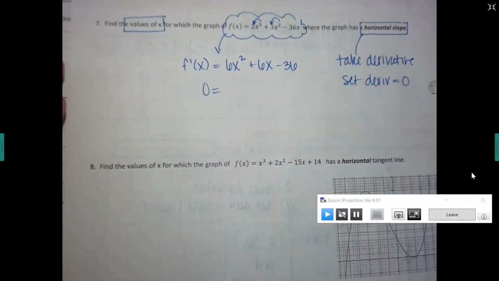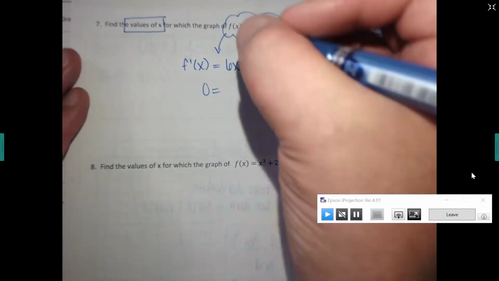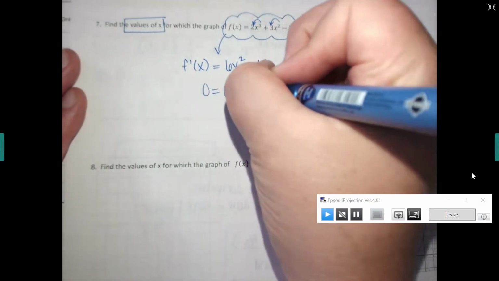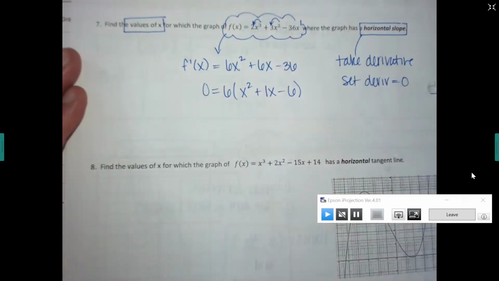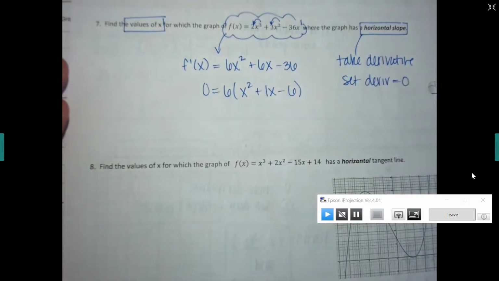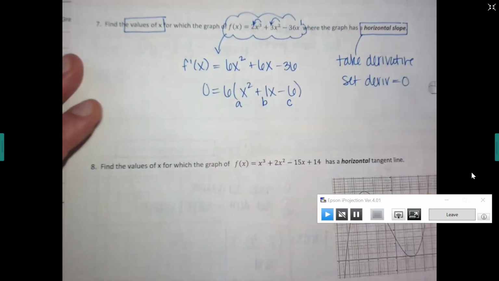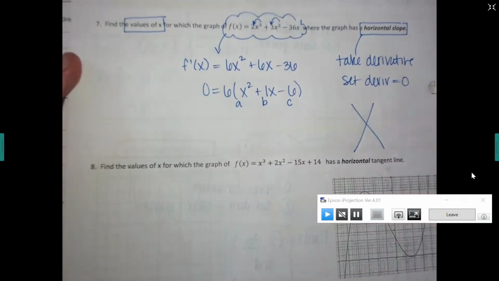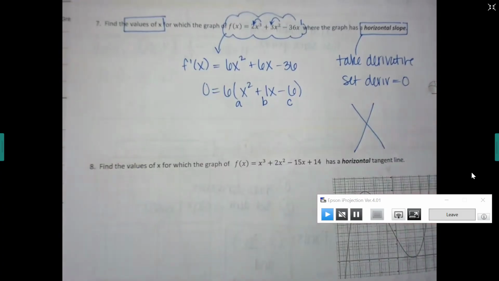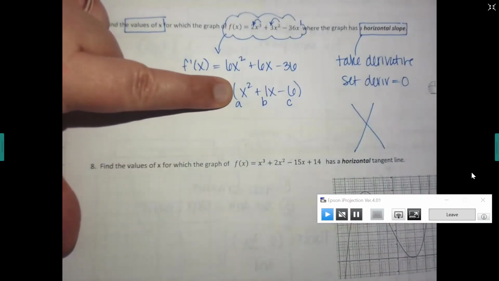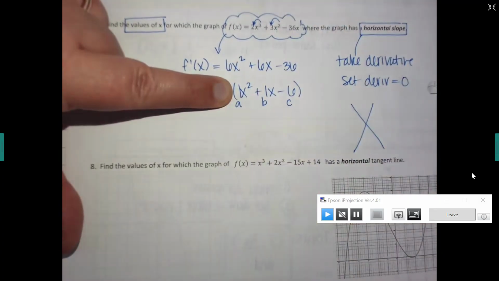What can we take out of all those terms? 6. So my 6 is going to come out. That gives me an x squared plus 1x minus 6. And then we can AC chart it. So A, B, C. Now notice your A is a 1. Okay, the 6, we pulled that out. That's not part of the AC anymore. So if you want to just put your finger over it, pretend the 6 isn't even there. So 1 times -6 is -6.